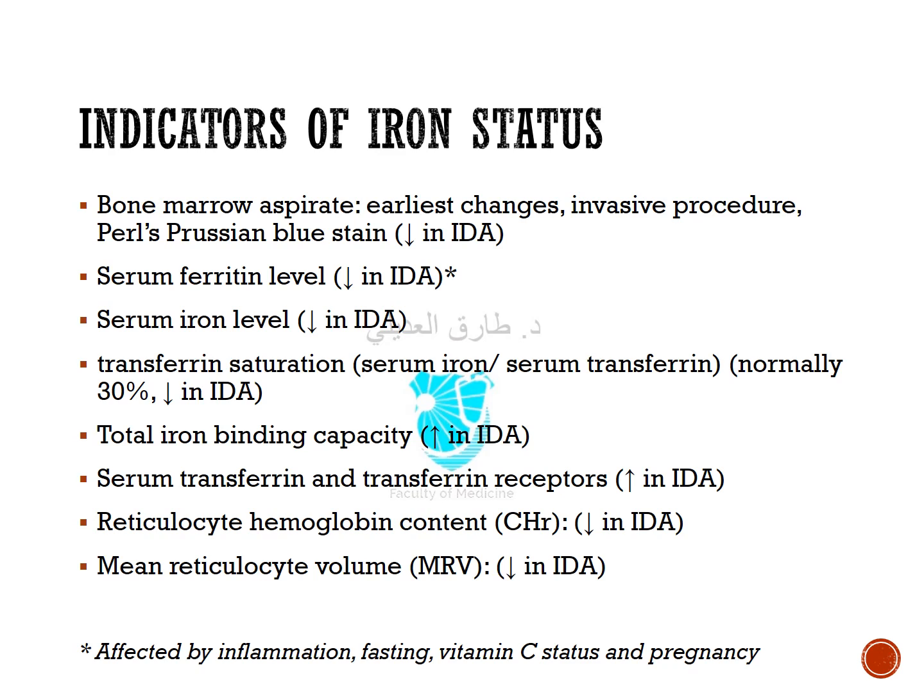Another parameter is the volume or the size of the reticulocytes. So if the patient has iron deficiency, even the reticulocyte will be smaller than the normal, so it will be decreased in iron deficiency anemia. So remember, most of the parameters decrease. The only ones that increase are total iron binding capacity, serum transferrin, and transferrin receptors.